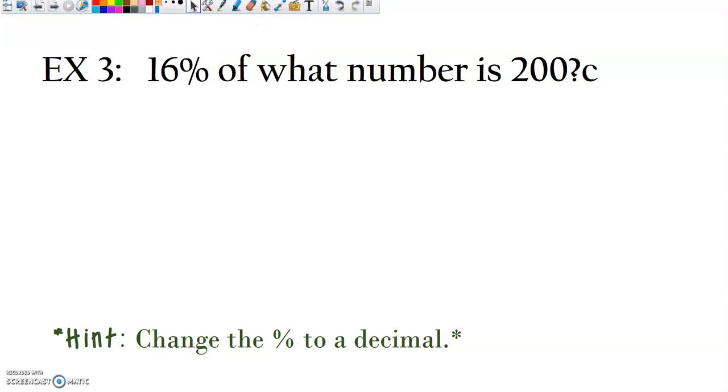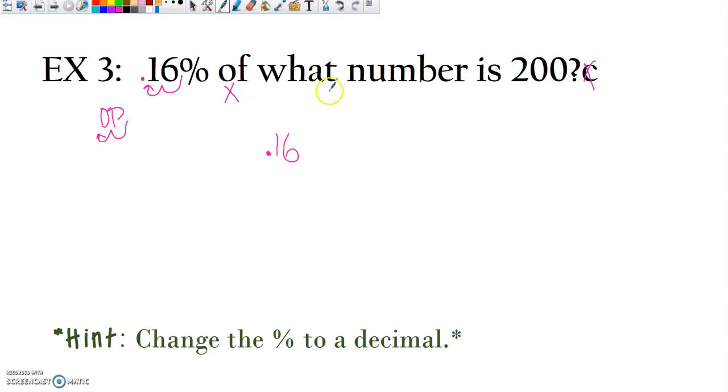Let's try one more here. 16% of what number is 200? So 16% of what number? I know that this needs to be changed to a decimal. I use my Dr. Pepper again, and I went from a percent to a decimal, 1, 2, 1, 2, which gave me my 0.16. Of means multiply. What number? That's going to be a variable. So 0.16 times what number?